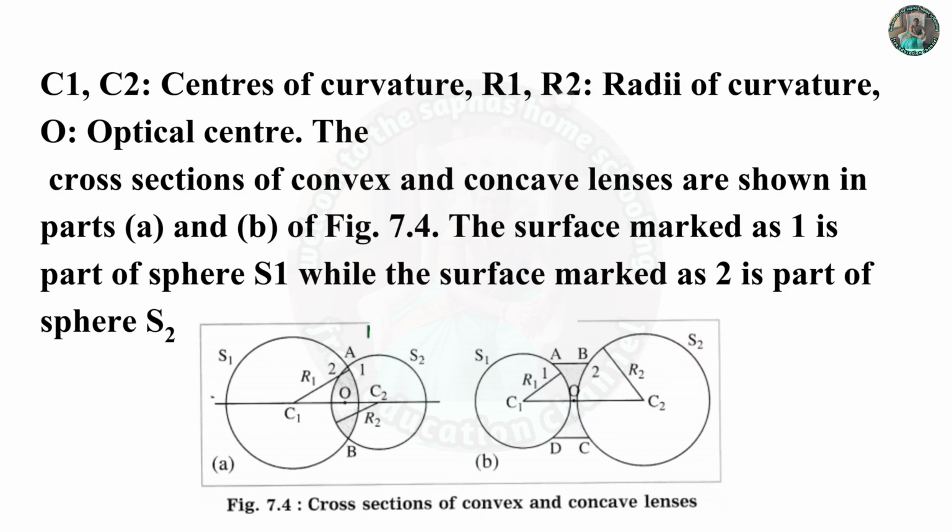Question 3. At which position will you keep an object in front of a convex lens so as to get a real image of the same size as the object? Draw a figure. Answer. At 2f1. This is a convex lens, this is the principal axis.